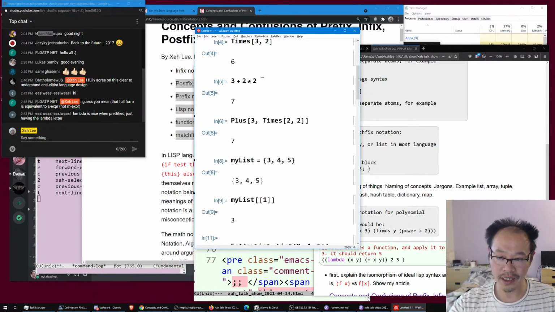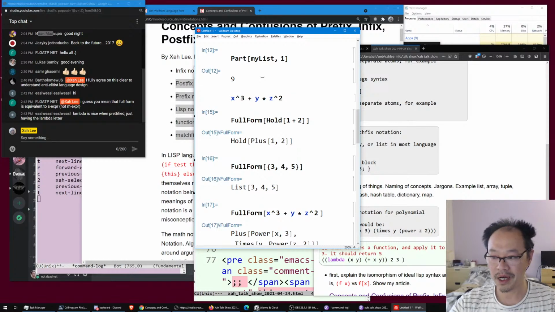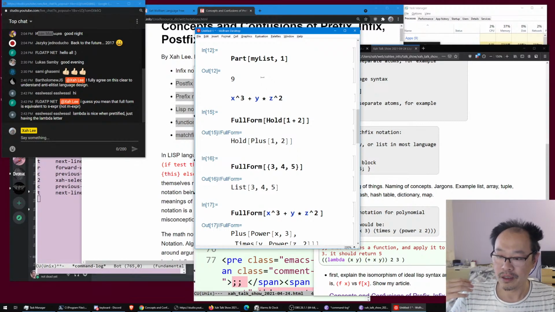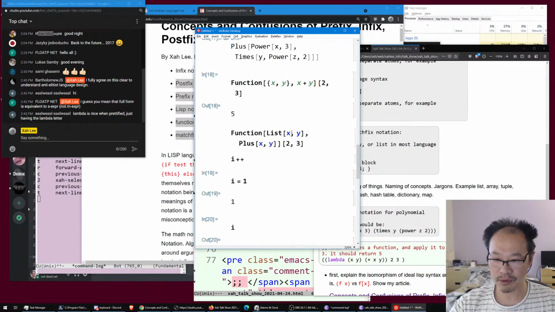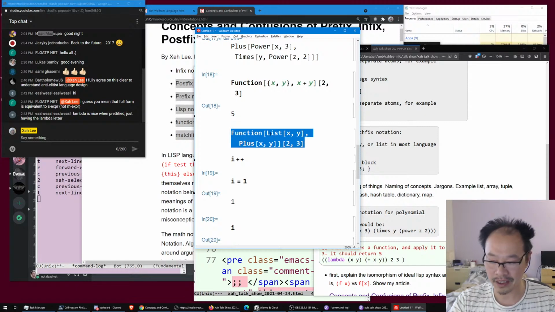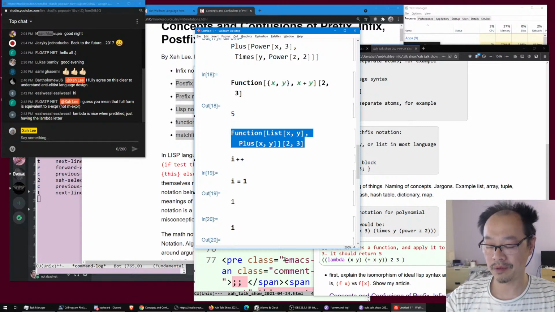So in the same way, when you become an advanced Mathematica programmer, you do a lot of pattern matching, symbolic pattern matching. You need to be very familiar with how every expression corresponds, is equivalent, and what its full form looks like, for example, like that one. Okay, that's why it's important.